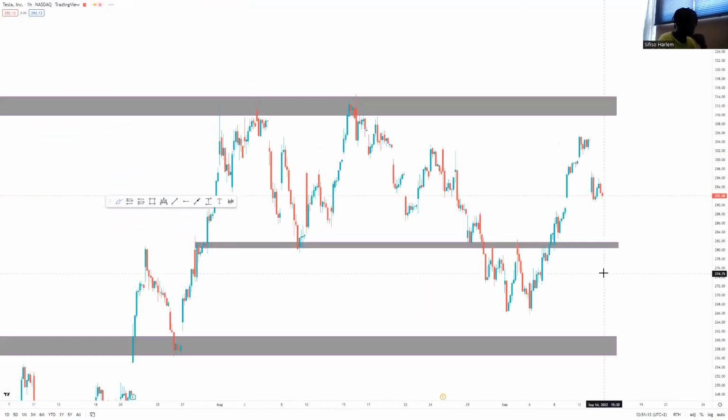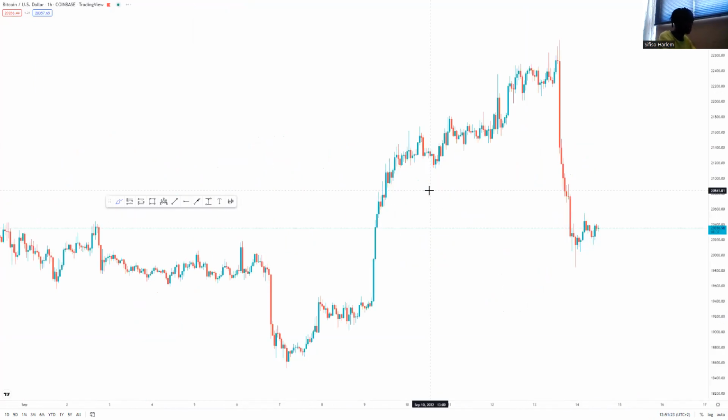Tesla also, I can't say much, but Tesla was holding the highs and couldn't hold the highs for long and had fundamentals which chose to push price to the downside. So Bitcoin is what I can say from the 4H.